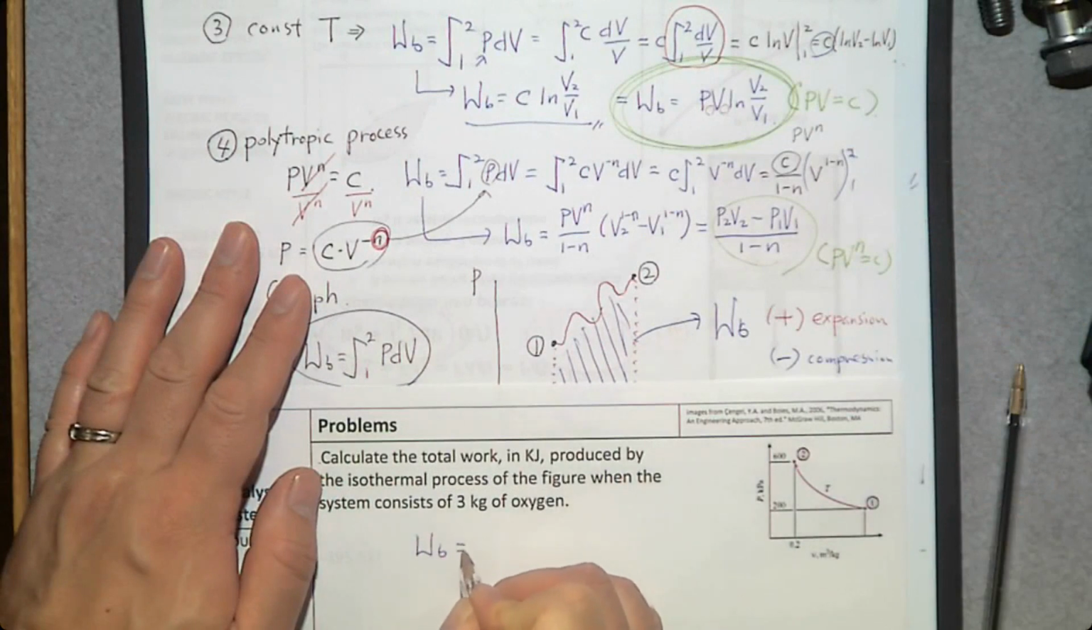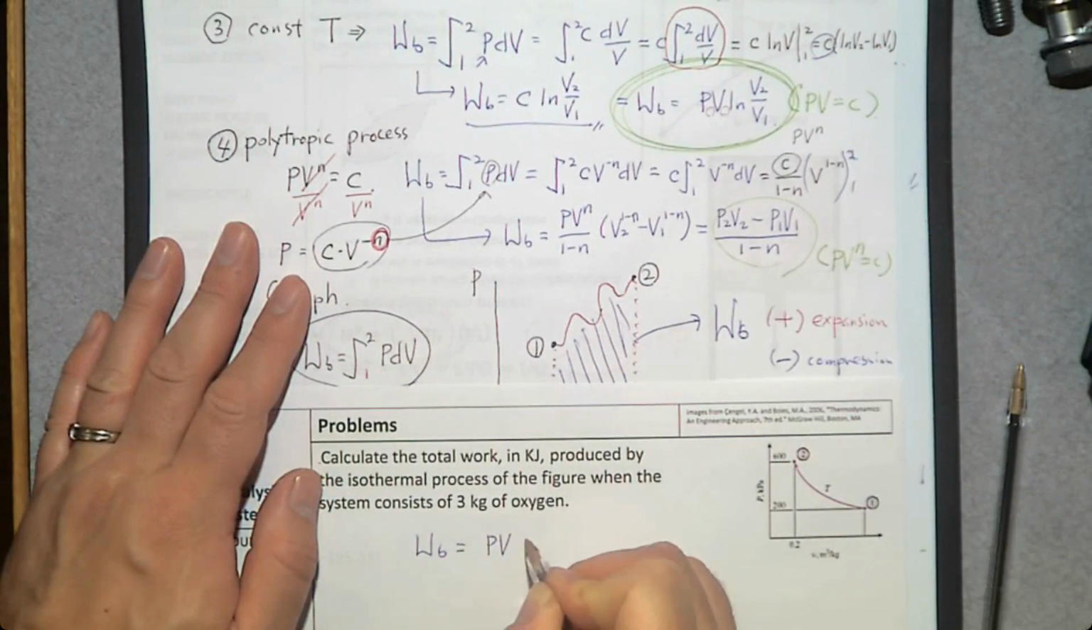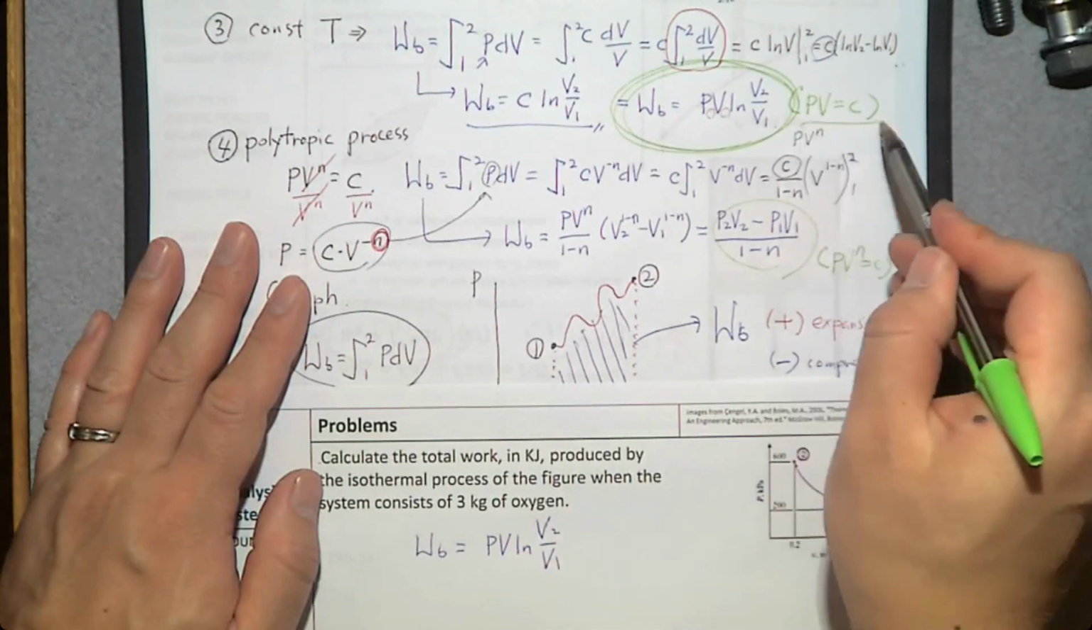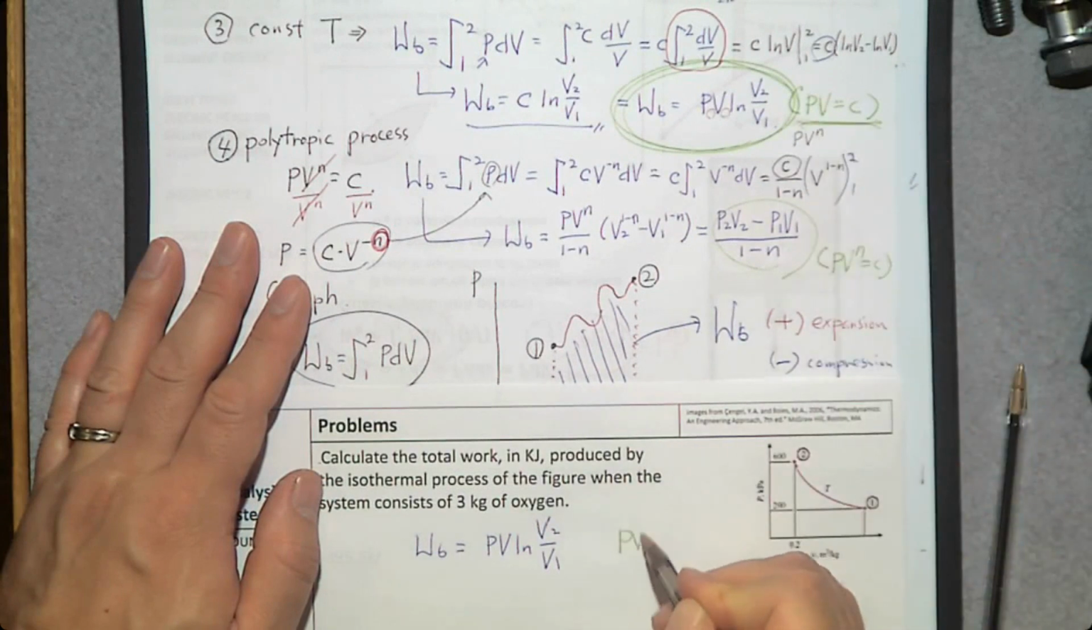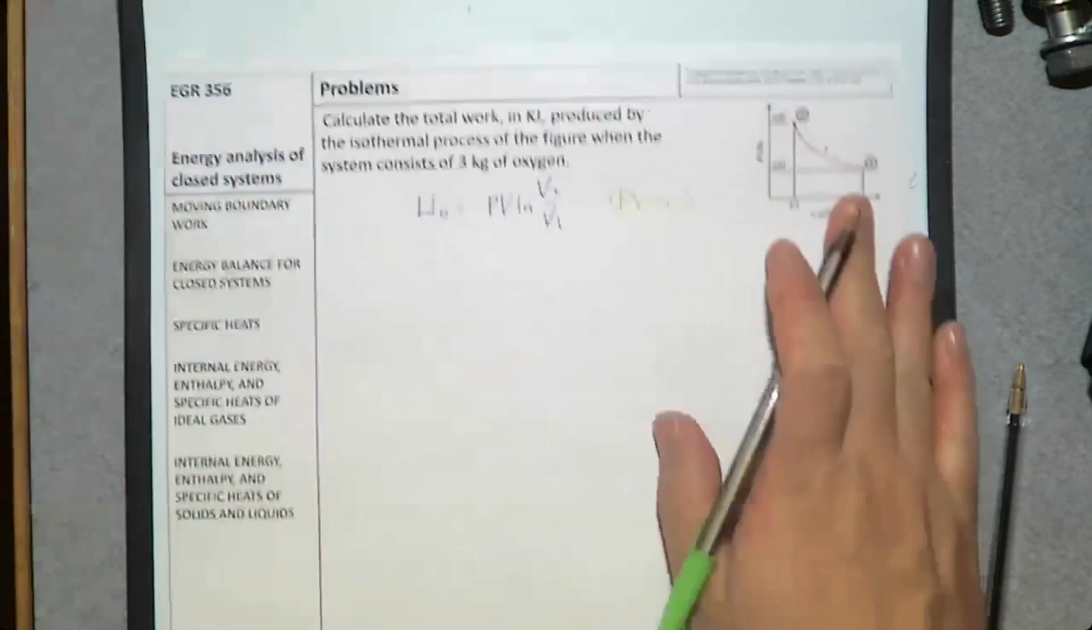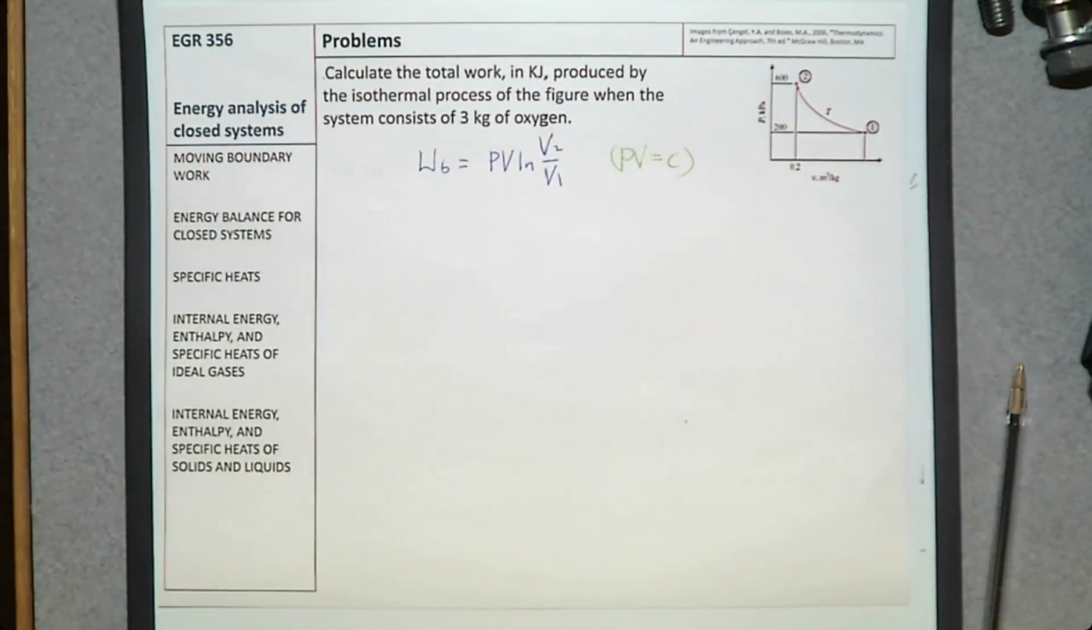WB is PV natural log V2 over V1. How did we get this equation? By using this relation, PV is constant. Okay. Now we can try to solve this problem.